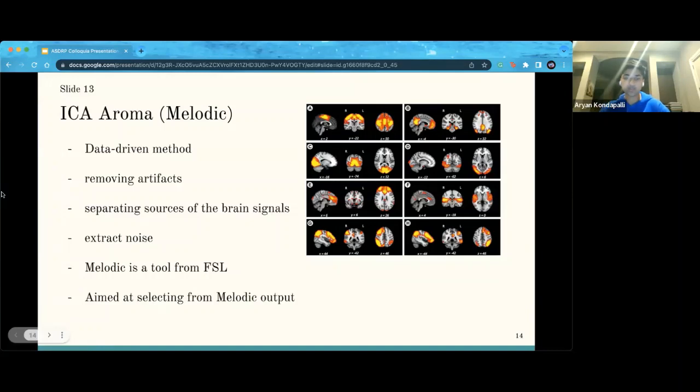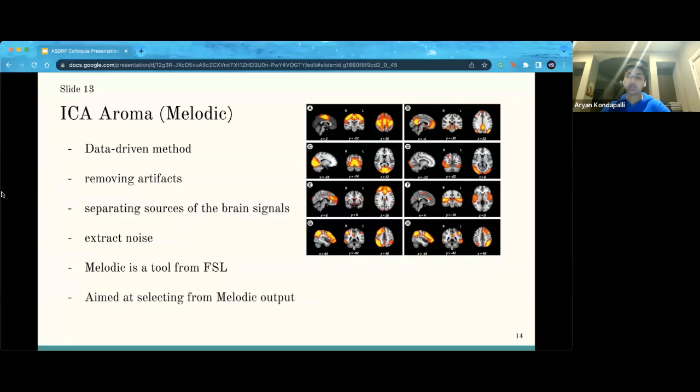ICA-AROMA is a data-driven method to identify and remove motion-related independent components from fMRI data. It exploits a small, robust set of features which provides direct and easy applicability. ICA-AROMA removes artifacts, separates sources of the brain signals, and extracts noise.